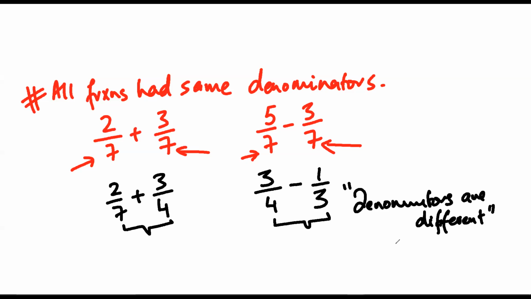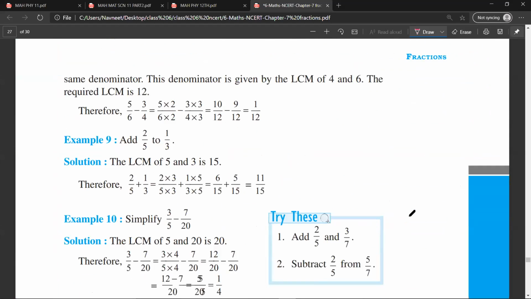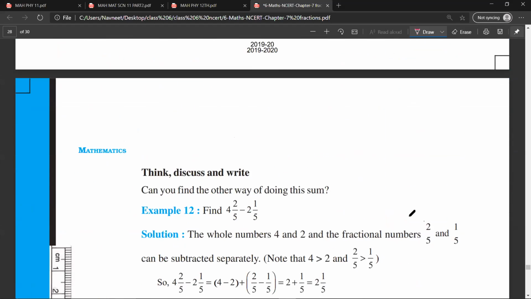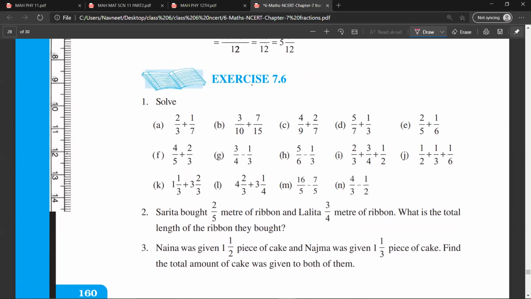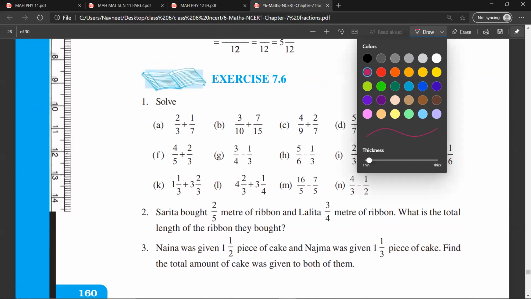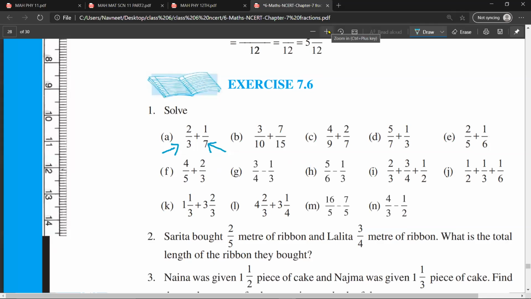So, we need to understand that I have to do questions like these, where the denominators are different. What should I do? Mr. Sarthak, what do you think I should do? So we have to find the LCM and make them like half. Yes, sir, you are correct. Absolutely correct.